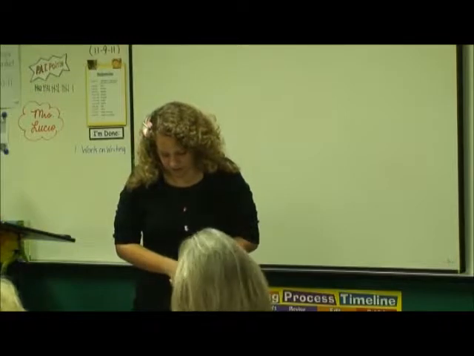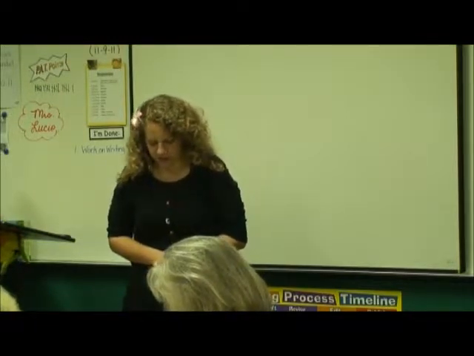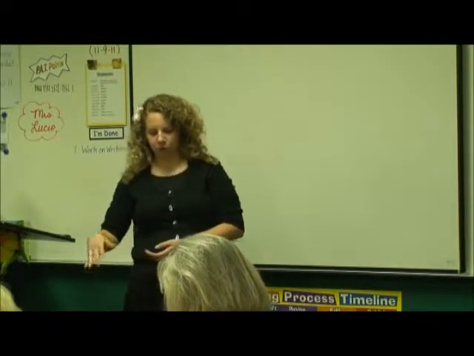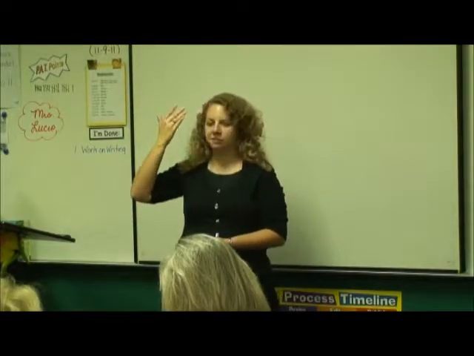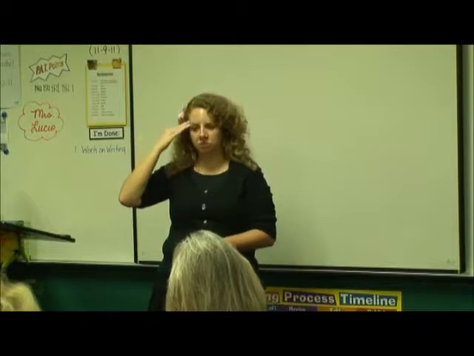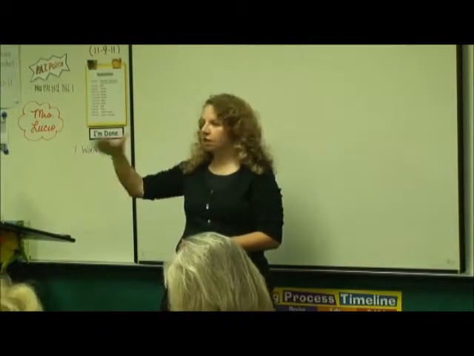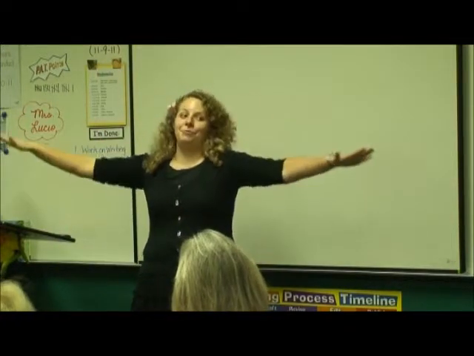Number 2 says use of negative incorporation. The negative of these verbs, know, want, and like, are formed by incorporating an outward twisting motion. We learned know, or you can do it here, depending on whether you have glasses or not. Don't know. I don't know. Or it can be really emphatic, I don't know.